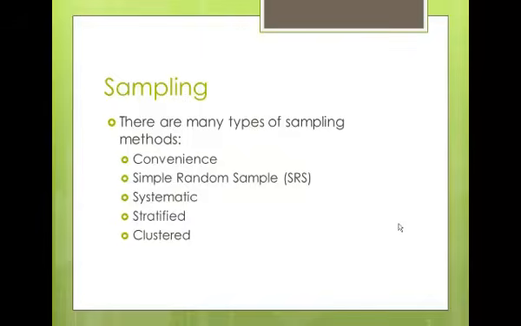So we have many different types of sampling. We have what we call convenience sampling, simple random sampling, systematic sampling, stratified sampling, and clustered sampling. Some of these methods are better than others. Some of these methods are better in certain situations than others.